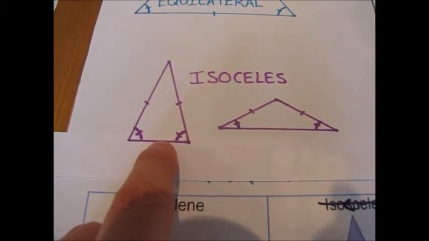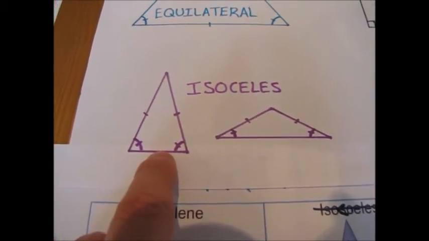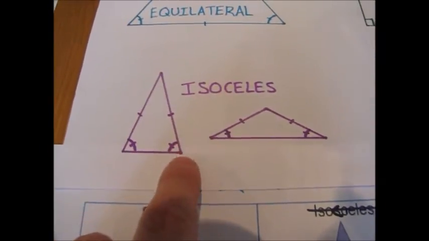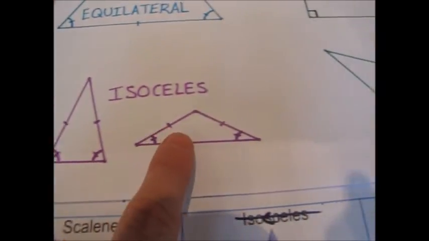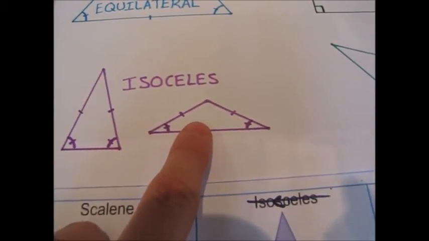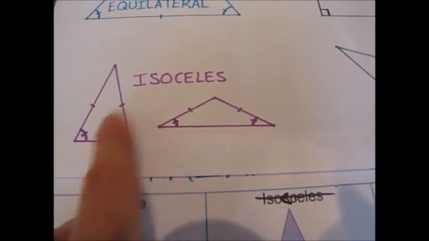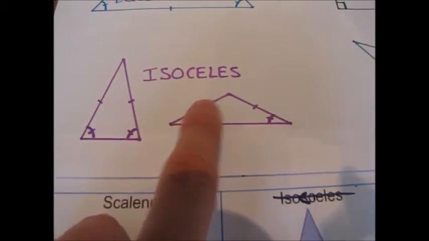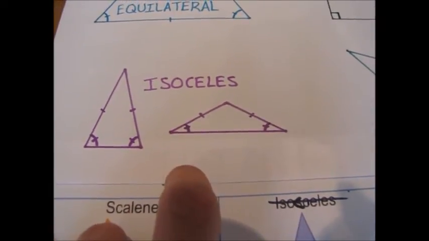So usually you will see an isosceles looking like a tall pyramid kind of shape, triangle, or it would be a short flat one like this, okay? Short and stubby. That's usually what an isosceles will look like, all right? So just remember that. 2 sides the same, 2 angles exactly the same as well.